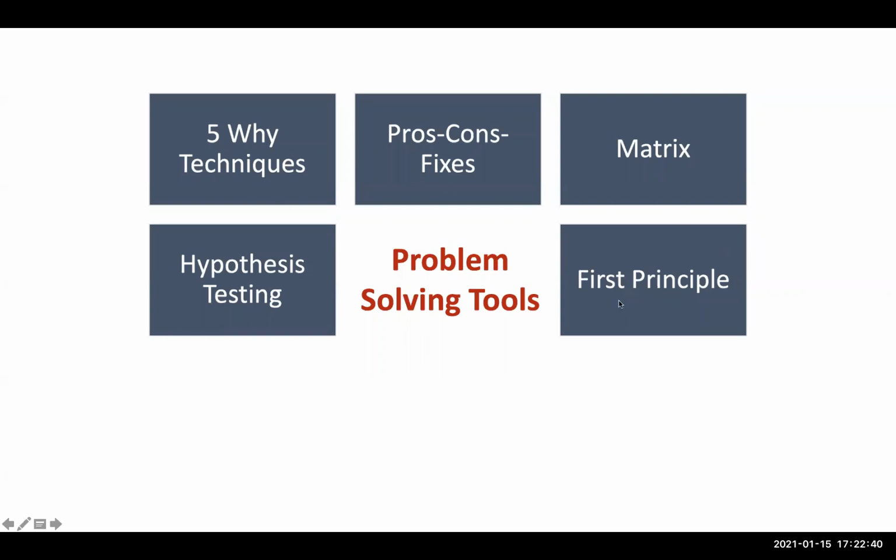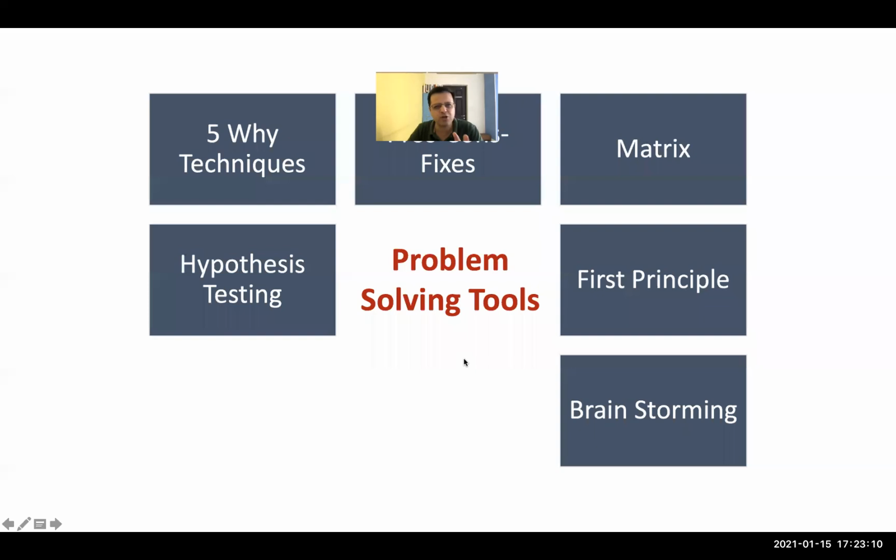We have seen five tools. What does a tool do? A tool improves efficiency and effectiveness. Zoom is a tool, right? Keyboard is a tool. What do we do with that tool? Pros cons, says Saurabh. 5 why, says Ravi. Okay, a couple more responses before we move forward. Okay, first principle, says Varsha. Good enough. So let's move to the next problem solving tool.